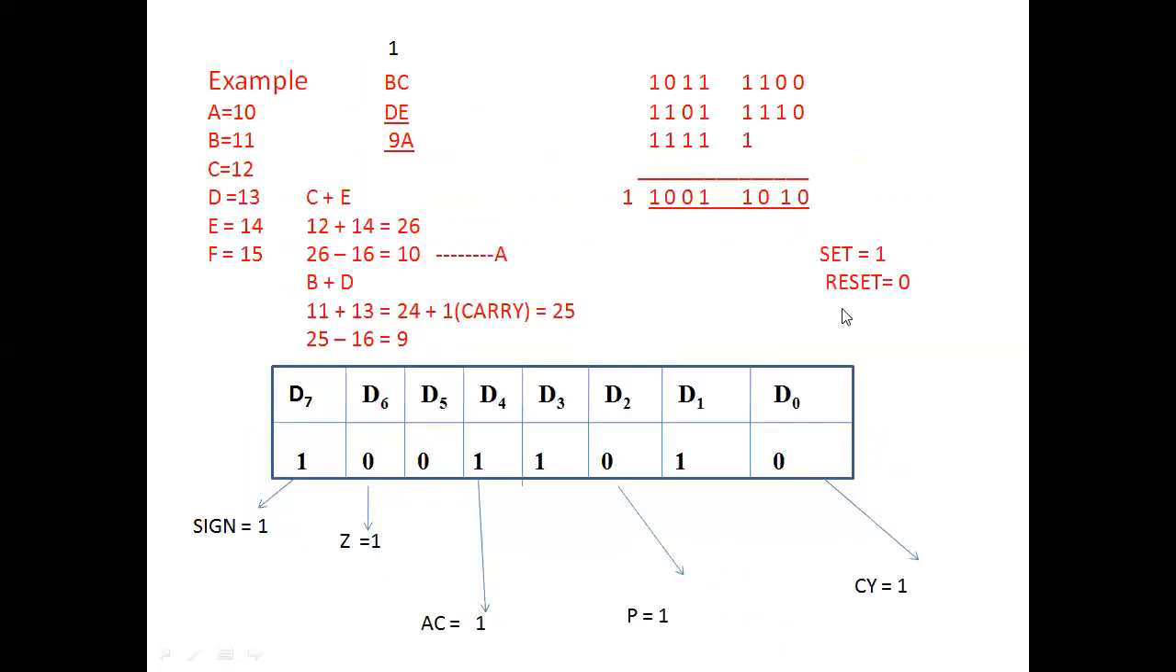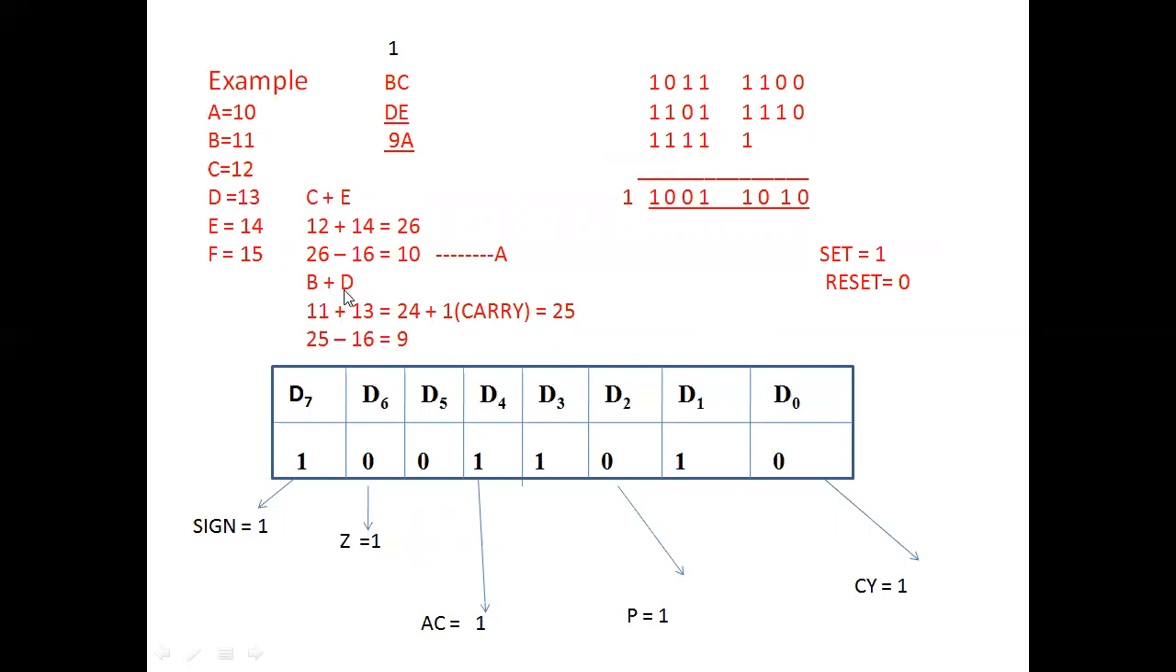I will show you one example. I'm doing the addition of BC and DE. In hexadecimal, B is equal to 11 and C is equal to 12. So I'm doing addition 12 plus 14, that is 26. Then 26 minus 16. What is minus 16? 16 is the base of the hexadecimal number system. So I am subtracting 26 minus 16 and getting the value 10. 10 in hexadecimal is A.